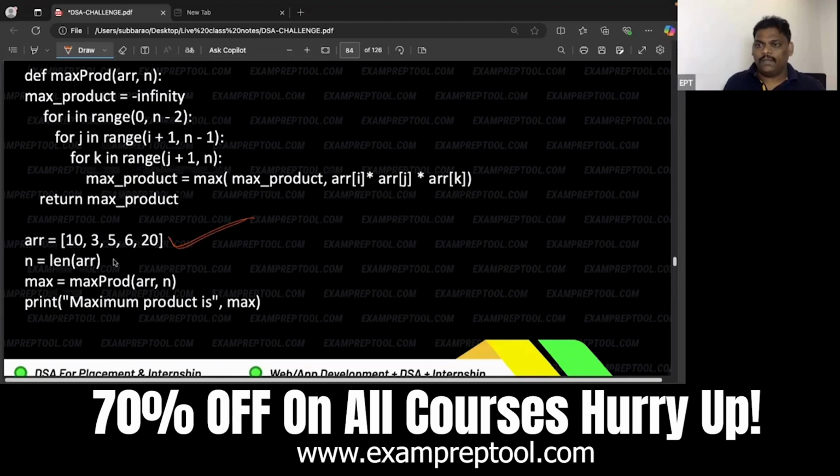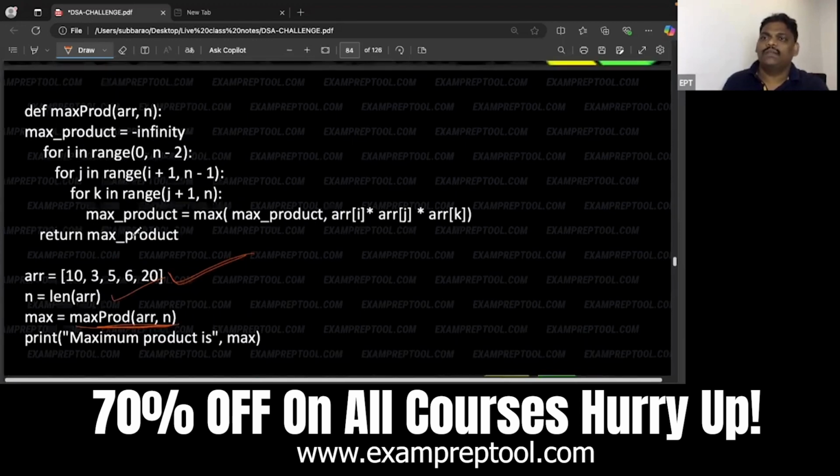This is the array, right? So find the length of the array. Then call the max product function by passing that array. What you do here is take one local variable, max product, as minus infinite, because you want a maximum. Then three loops are going on.